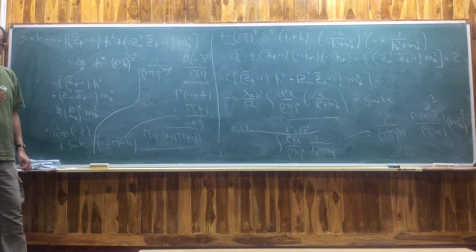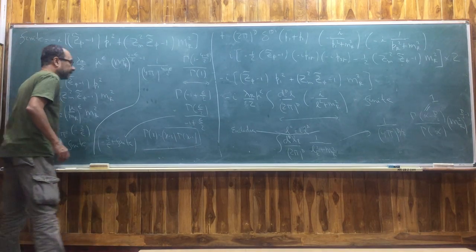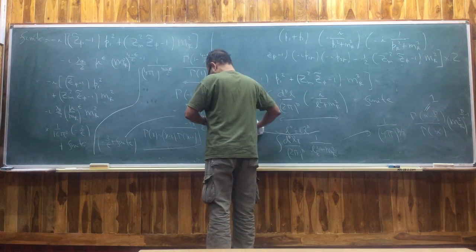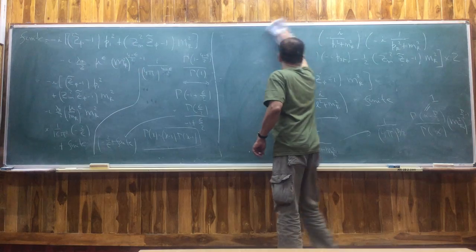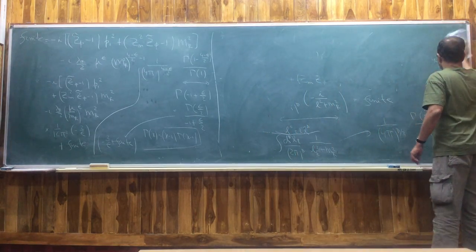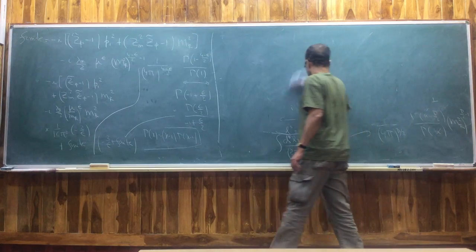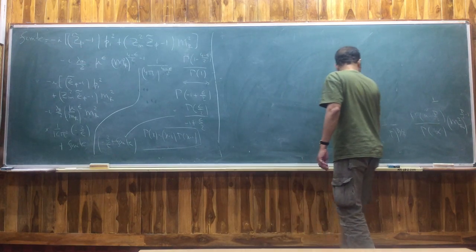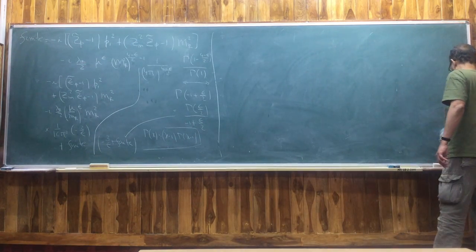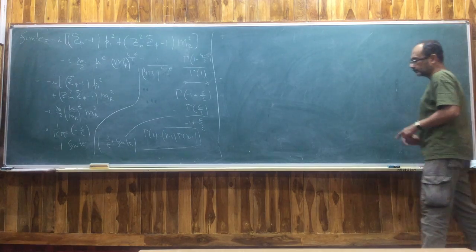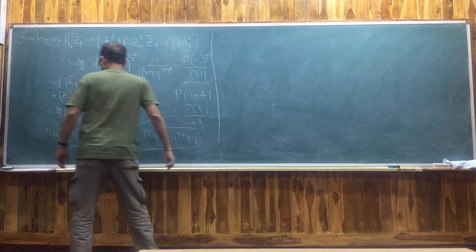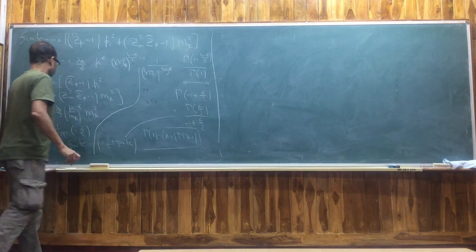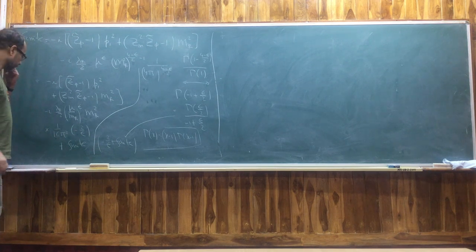Is this okay? So now you are more or less there. One more step I have to write. That square bracket closes after m_r square. This square bracket, yes.